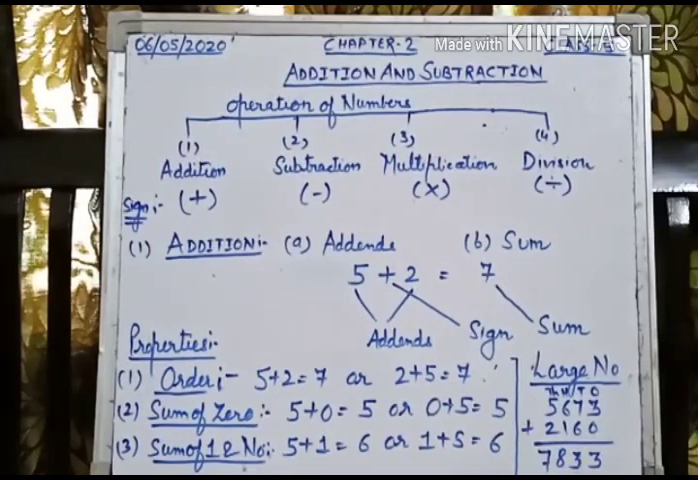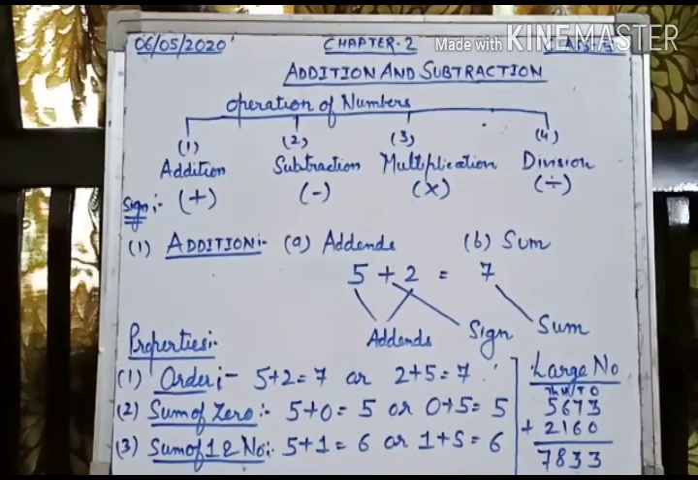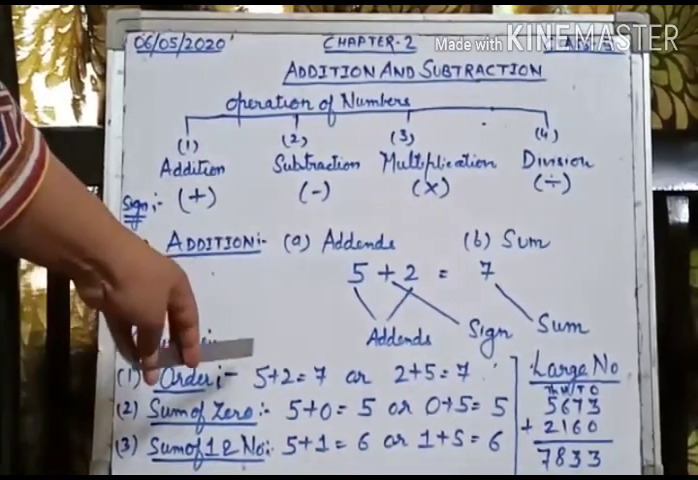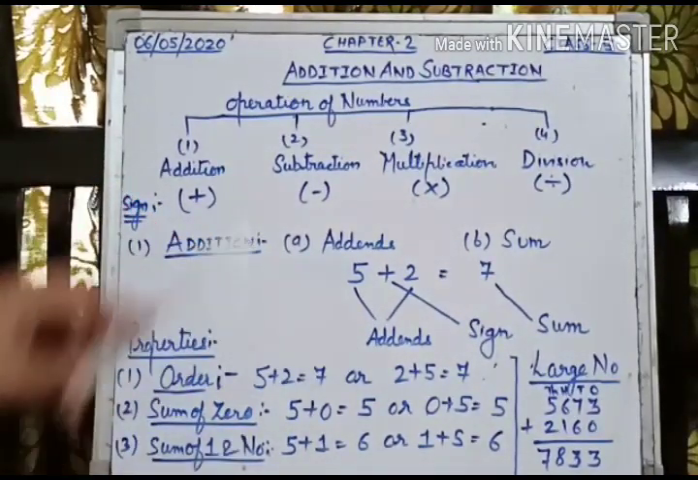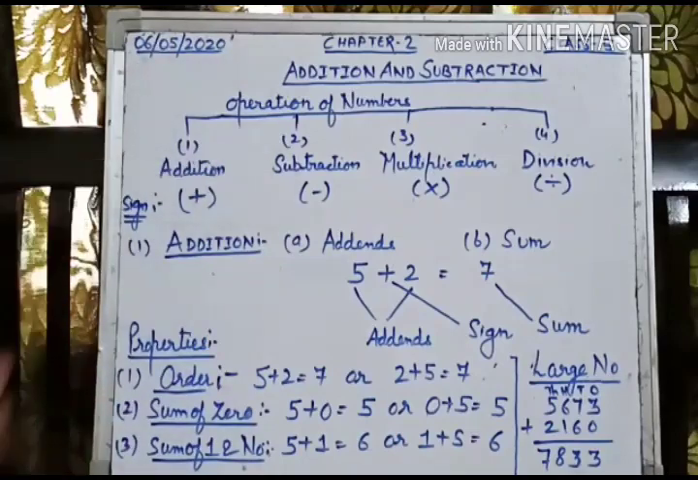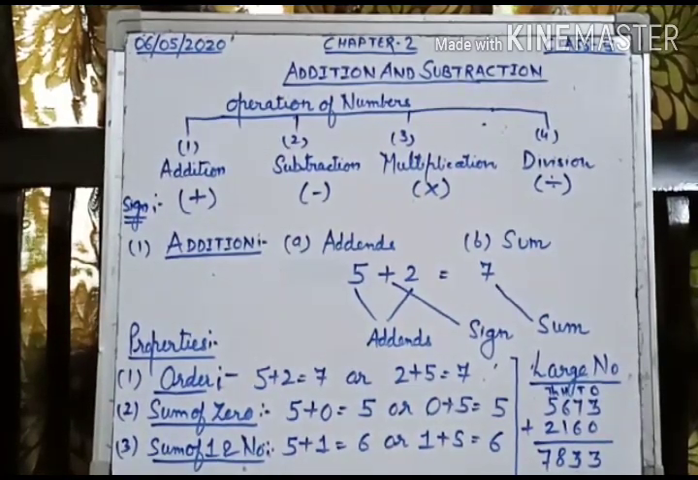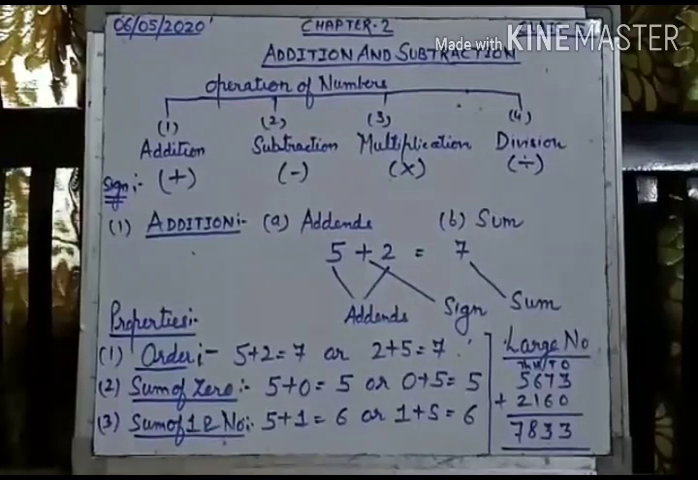This I have given you in the material. What does it mean? When you change the order of the addends, first you have written 5 plus 2, it was 7. But if you write 2 plus 5, then also it will be 7. This is the basic property. Whatever the order will be, the sum will be the same.